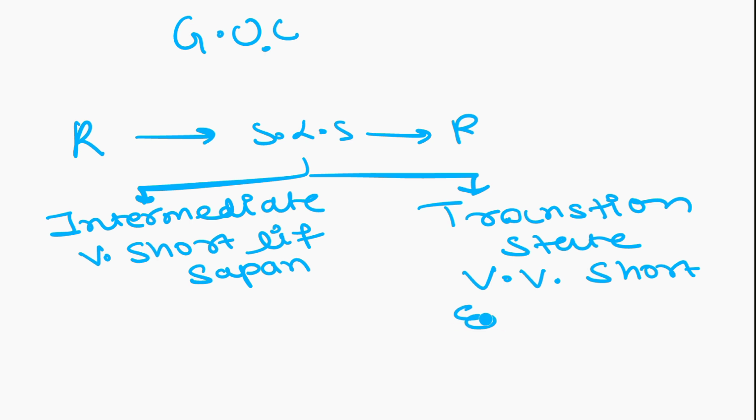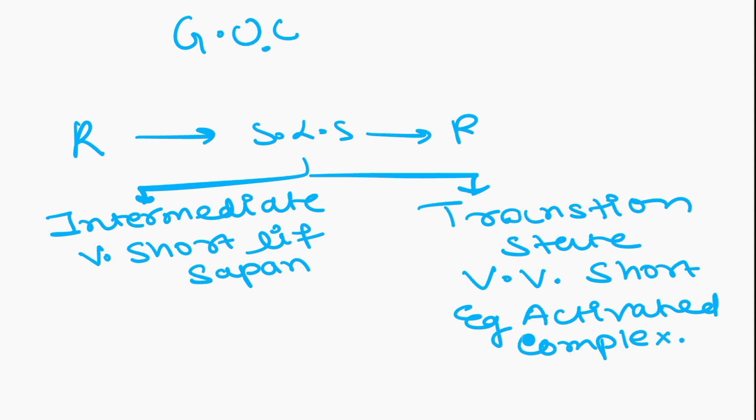The example of the transition state is activated complex, which we study in the chapter of chemical kinetics. And the examples of the intermediates are carbocation, free radical, and carbanion. Carbocations, carbanions, and free radicals are examples of intermediates.